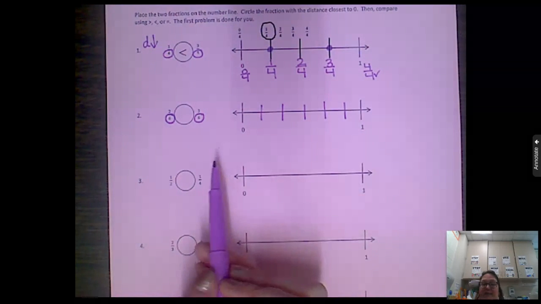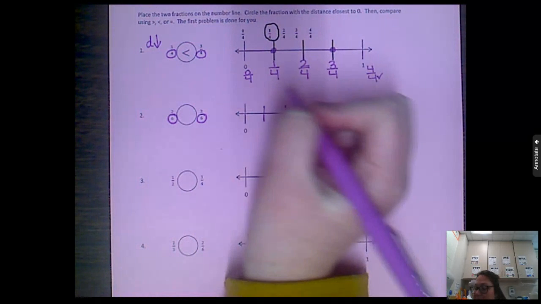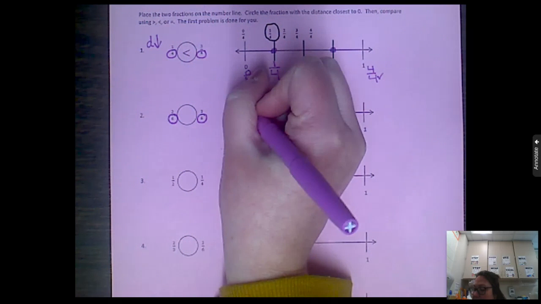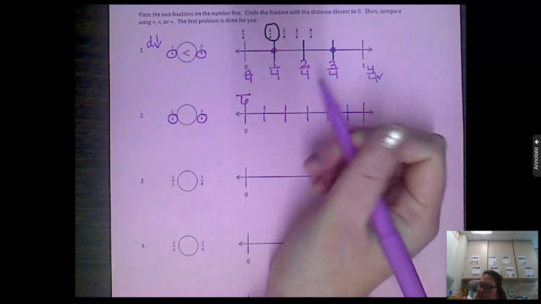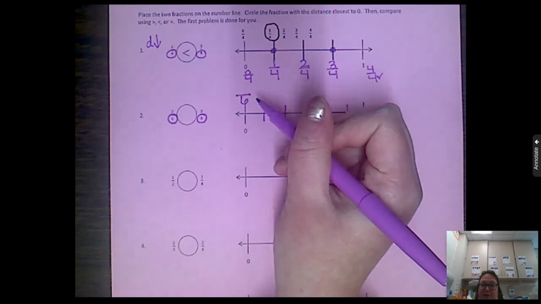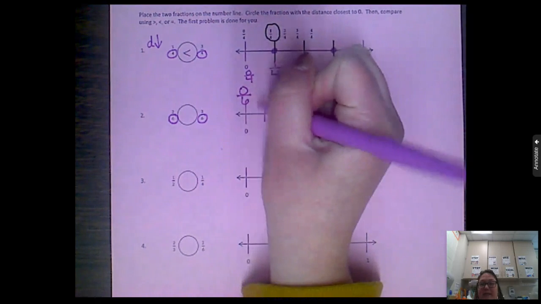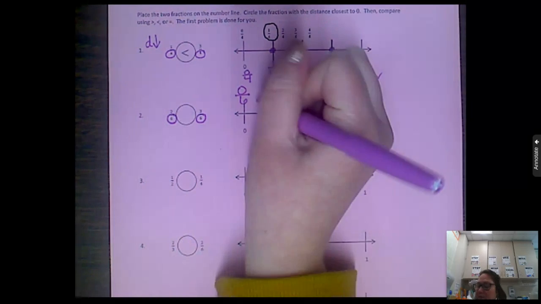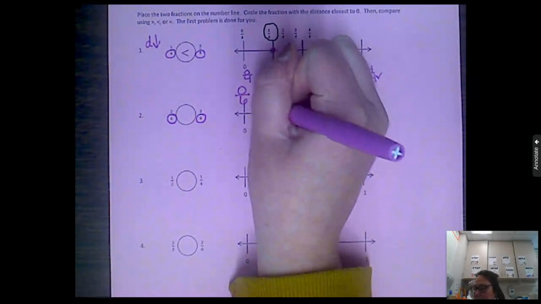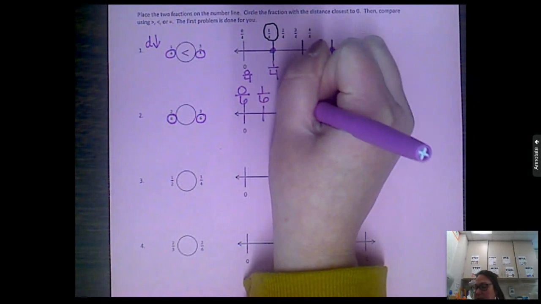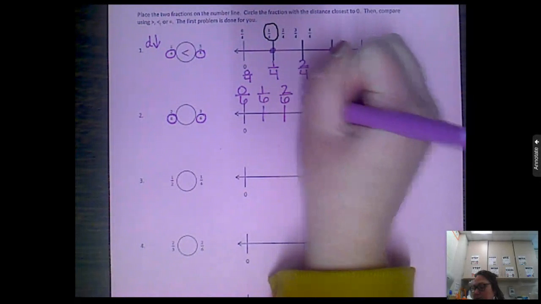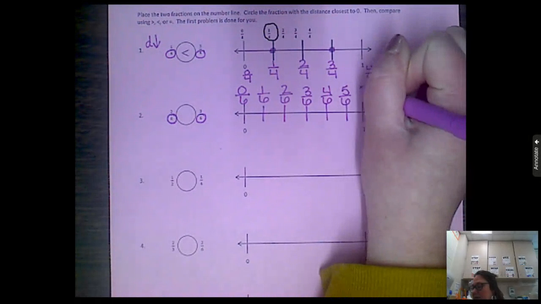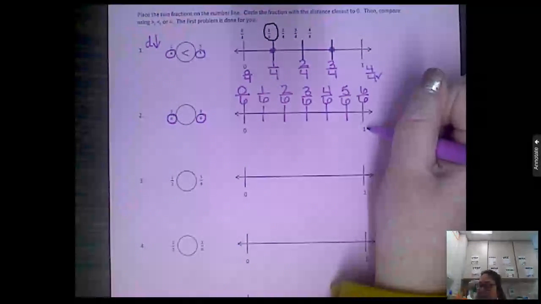Good. Let's label. At 0, I automatically know that my denominator is going to be what? 6. That tells me right there, right? So 6 is my denominator, and I'm at 0, so I know that my numerator is going to be 0. So 0/6. If you want to pause it and finish filling that out, you can definitely do that. 0/6, 1/6, 2/6, 3/6, 4/6, 5/6, and 6/6. And I'm going to stop because I'm at a whole.